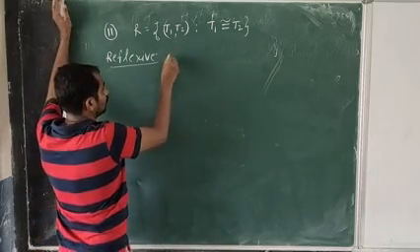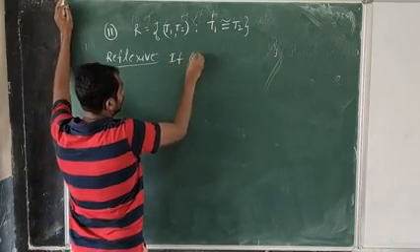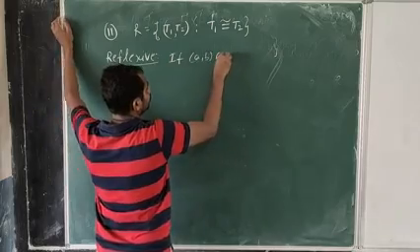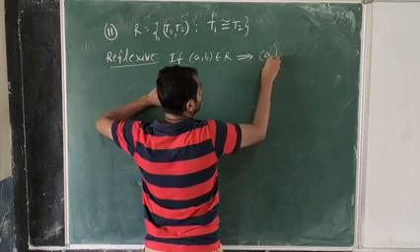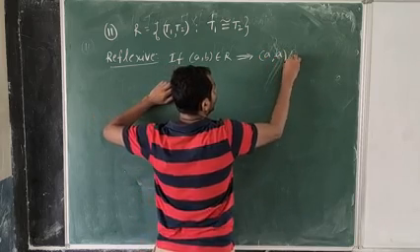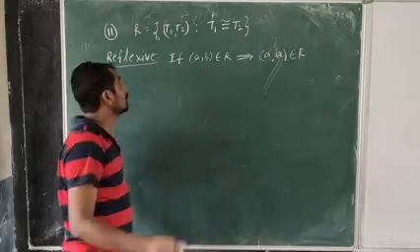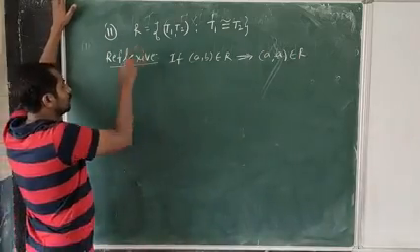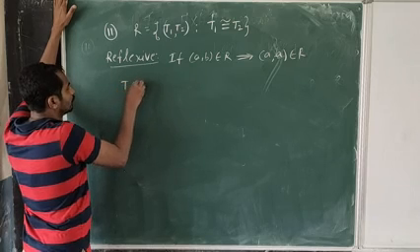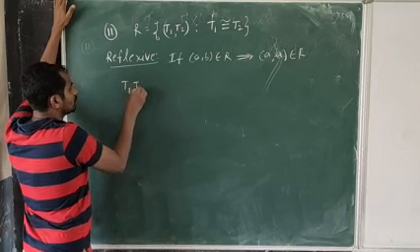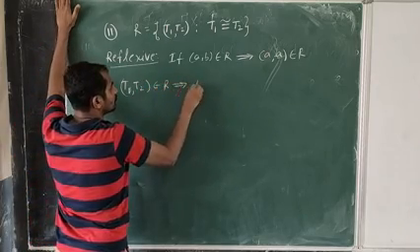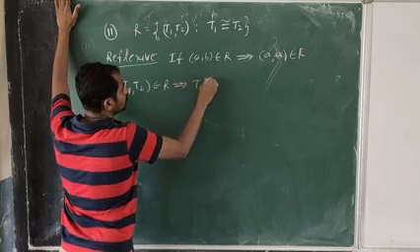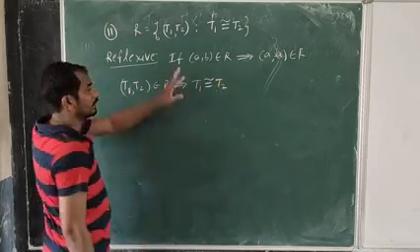Now, what is the condition? If (A, B) belongs to R, then you have to show (A, A) belongs to R. Then you can say that it is reflexive. Here T1, T2 are given. These are triangles. If (T1, T2) belongs to R, then the condition there is T1 is congruent to T2.